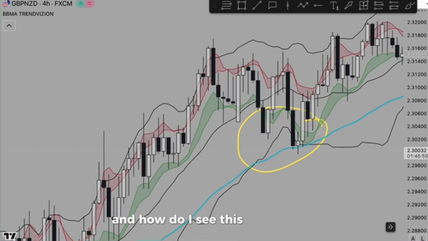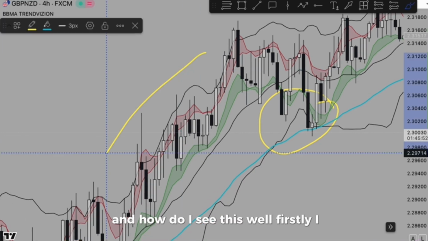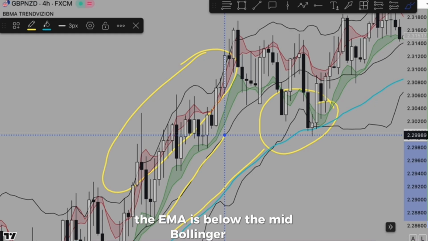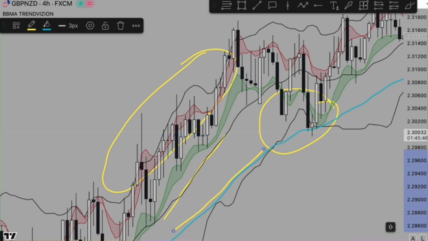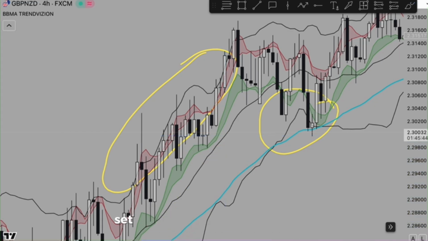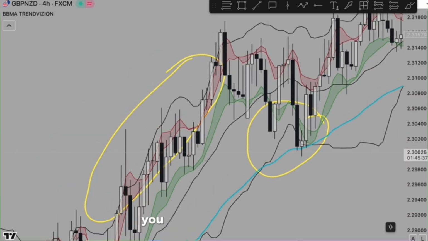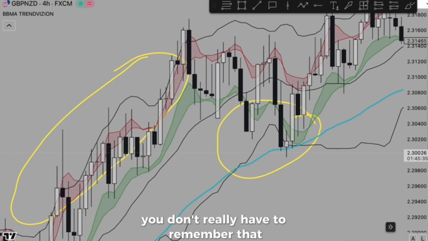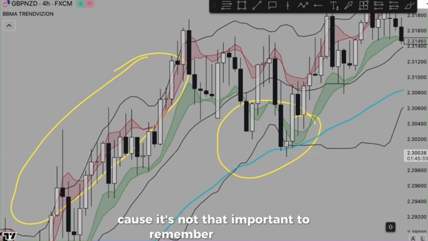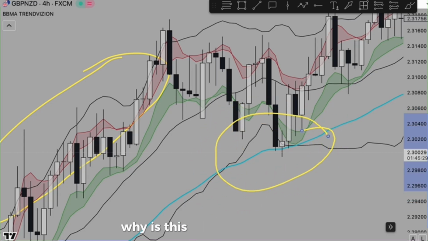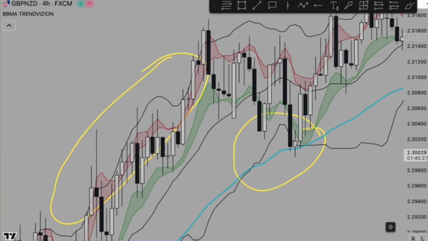And how do I see this? Well, firstly, I see a move up here. The EMA is below the mid Bollinger Band, which is also called ZZL by the way in BBMA, which stands for Zone Zero Loss. But you don't really have to remember that because it's not that important to remember the names, only what it does. So why is this area a re-entry area?